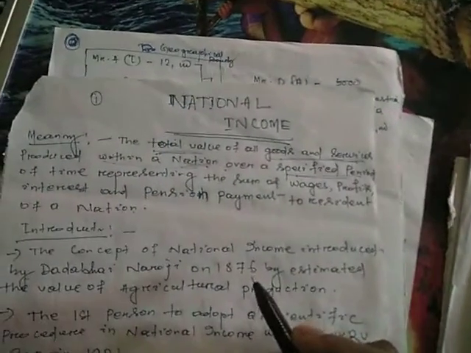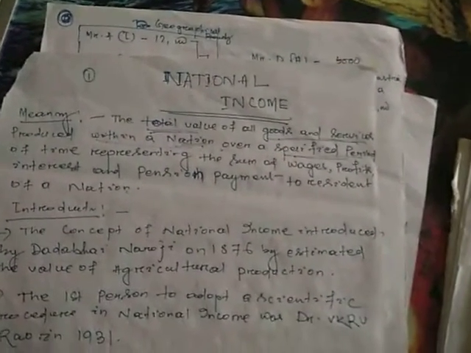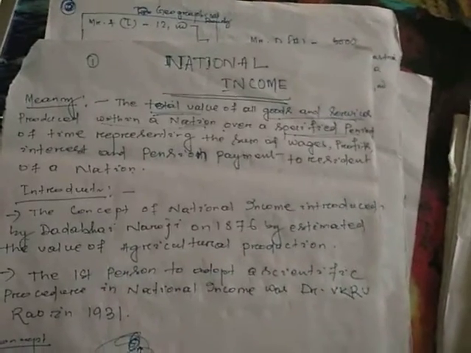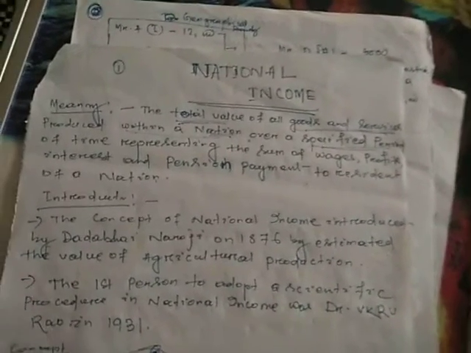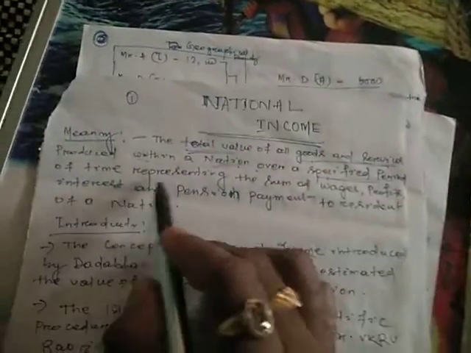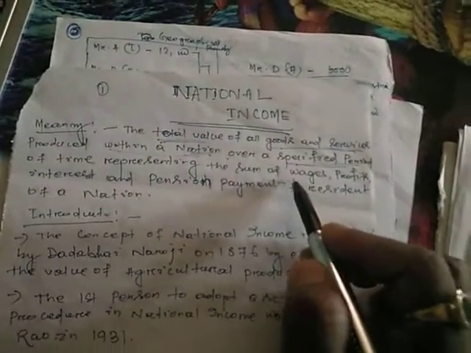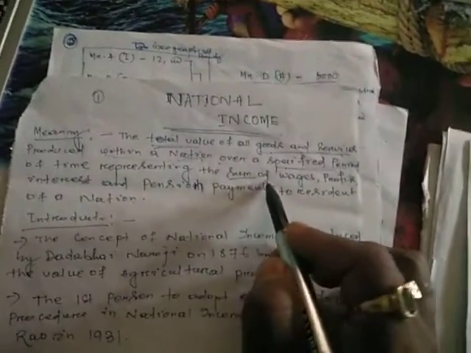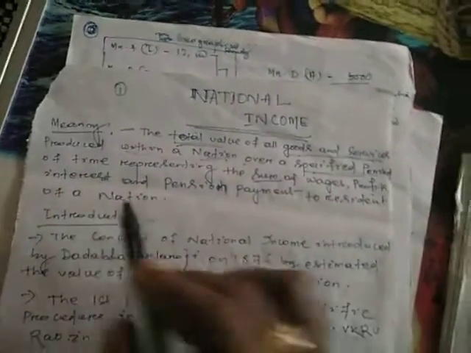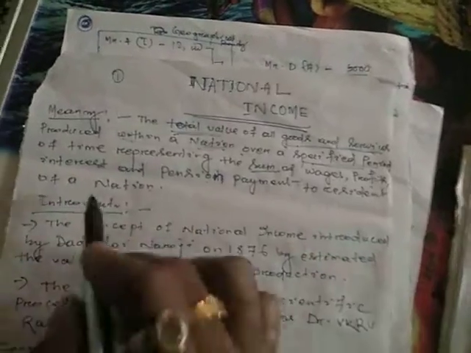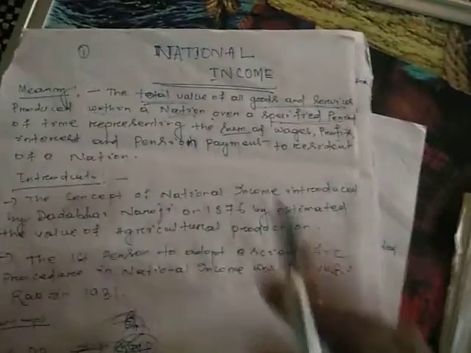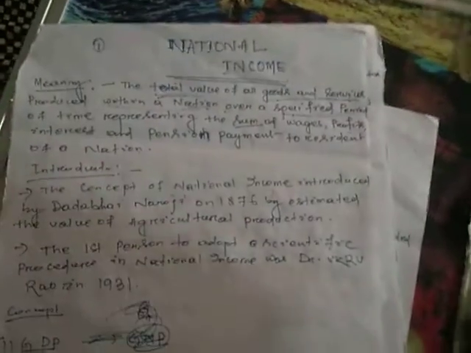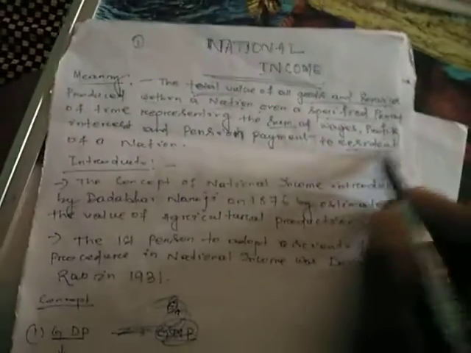Because when you calculate national income, it will be calculated for a specified period. Generally it is 1 year, which consists of 12 months. That's why, over a specified period of time, representing the sum, in the sense of total, of wages, profits, interest, pension, payment to residents of the nation. Payment to residents in the sense of the country's people. So now we have made an introduction to that.